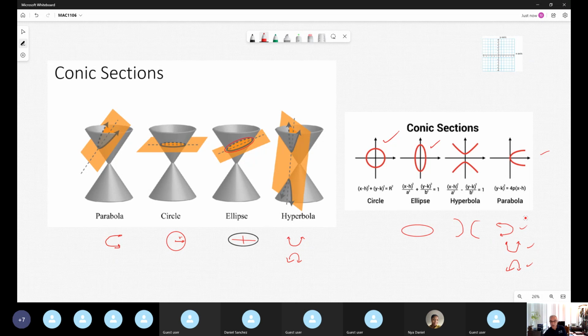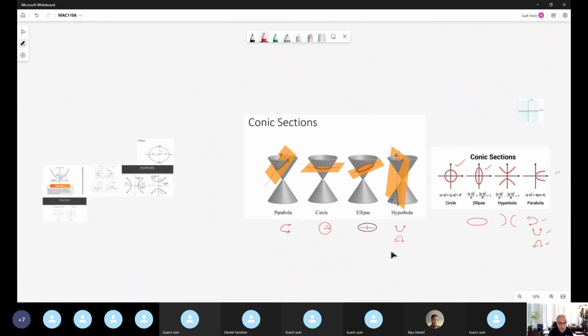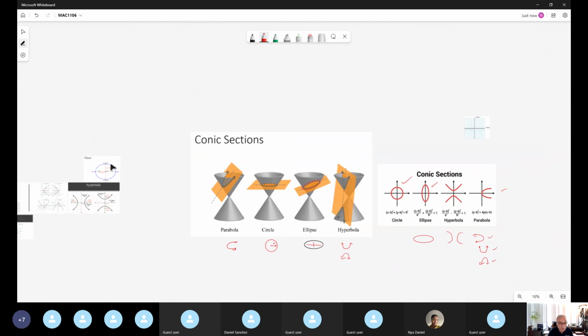So I want to teach you today how you identify them and how you find the most important parameters. Okay, do you have some questions right now? I suppose you have too many, no? Let's move on to the ellipse.